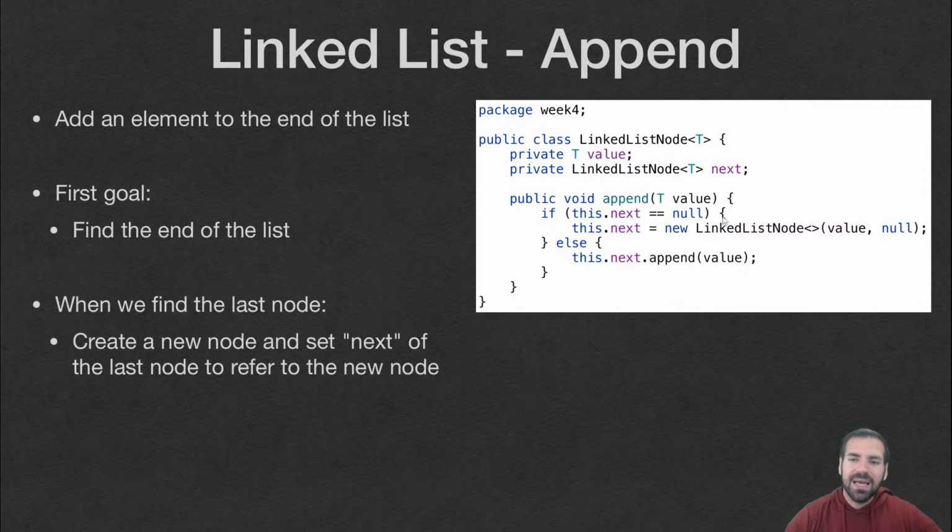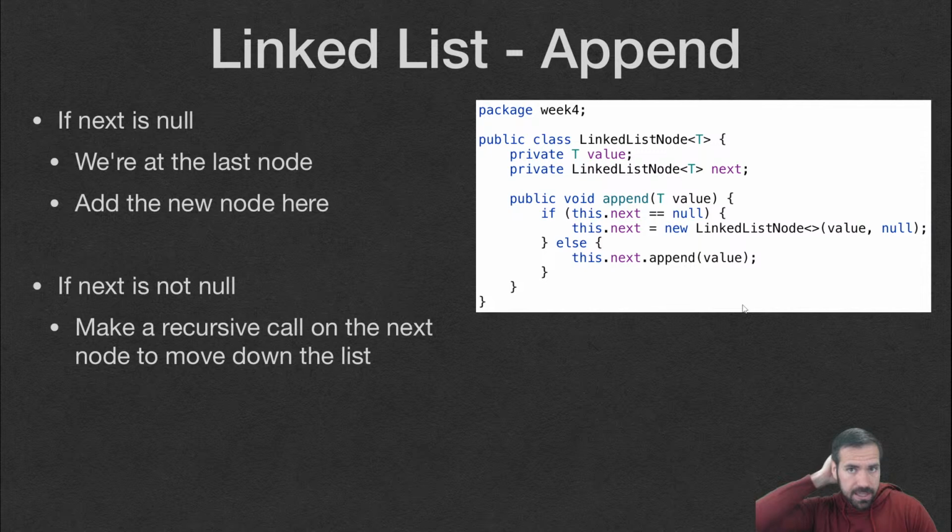If next is not null, we hit the else, and that's where we make our recursive call. We're going to say, well, I'm not the last node of the list, so I'm just going to tell the next node of the list that it's its responsibility to append this value. And this recursive call will keep getting hit until we reach the end of the list where we're going to append.